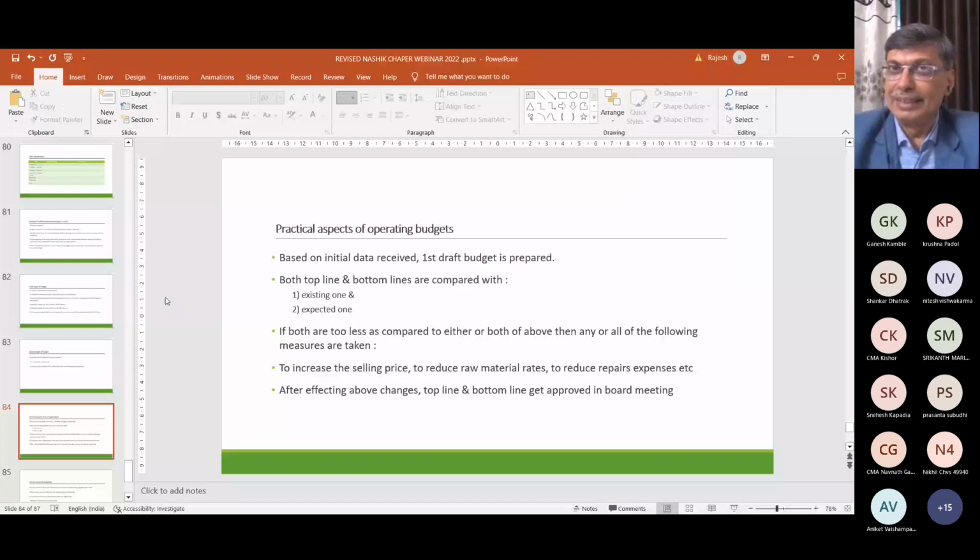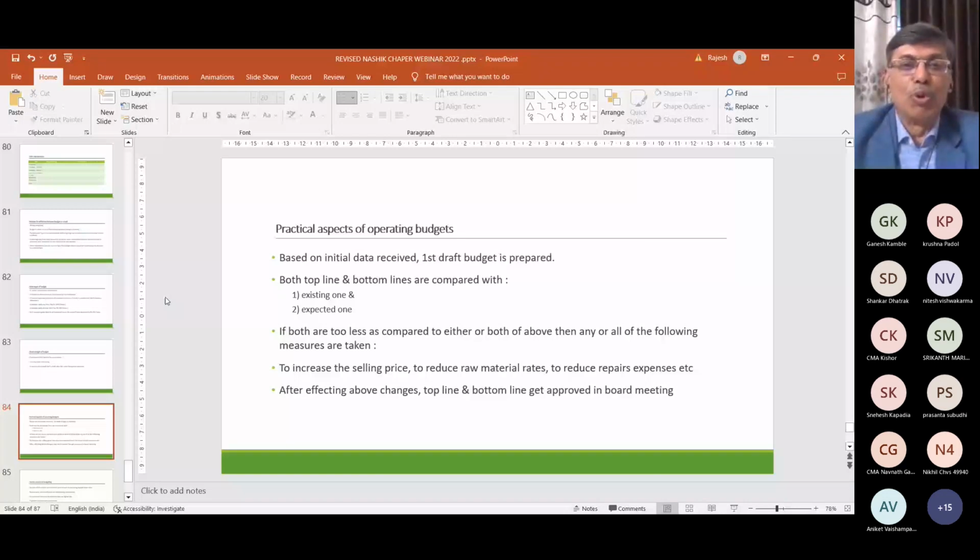When the top line and bottom line are decided, this may not meet with them and all other expenses. These top lines and bottom lines are compared with the existing top line and bottom line, and with the expected top line and bottom line. Then again, all these functional budgets are deliberated upon to make them realistic, to make them fall in line with the management expectations.